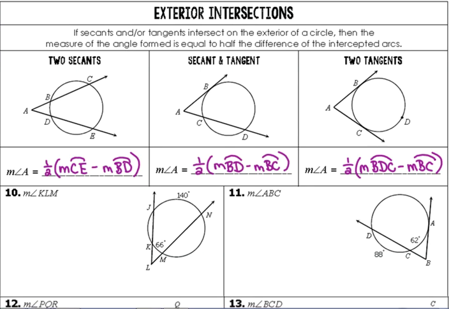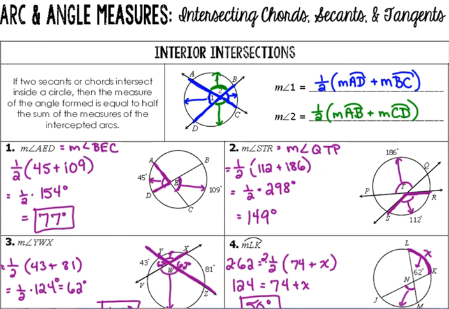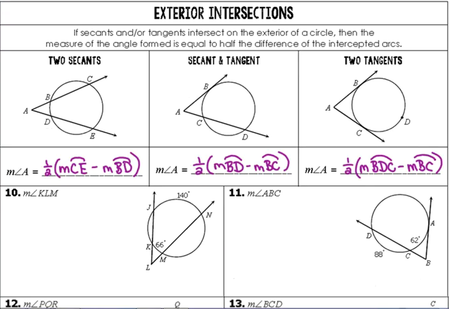When it was inside, you add. An easy way to remember that, if you look at the picture, they cross and make a plus sign when it's inside the circle. Then when it's outside, they don't cross, they just touch. So that's minus.